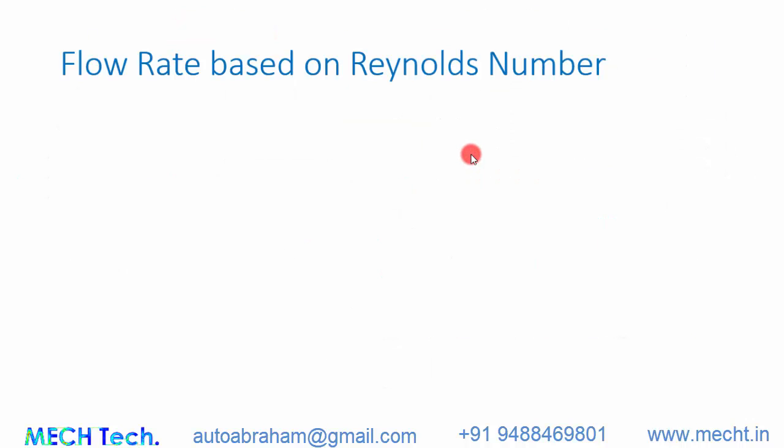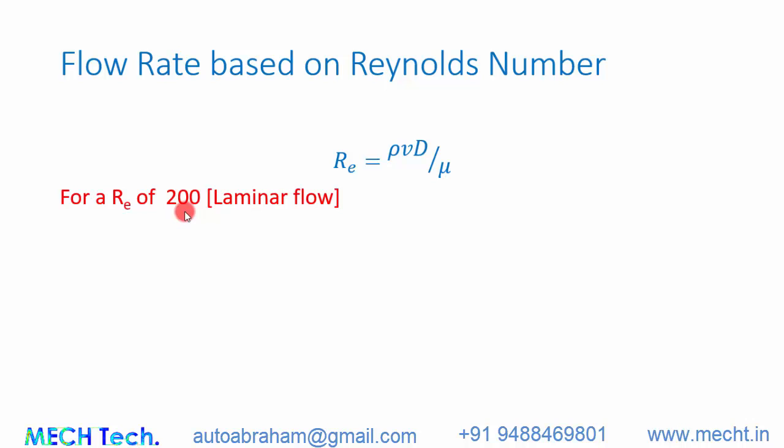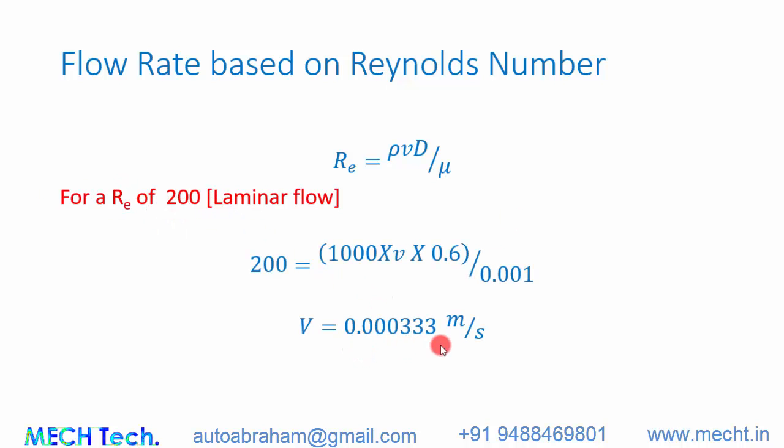And let's calculate the flow rate based on Reynolds number. We know that Reynolds number is equal to rho V d by mu. Rho is density, V is velocity, d is diameter, and mu is dynamic viscosity. Let's take a laminar flow which is having a Reynolds number of 200. So this will be the value of the velocity for a diameter of 0.6 meters, that is the 60 centimeter pipe that we have seen earlier.